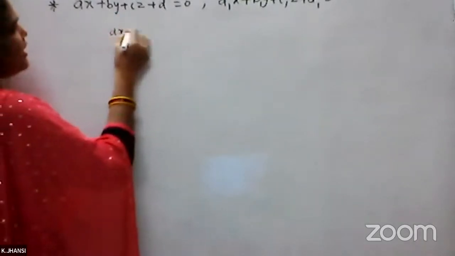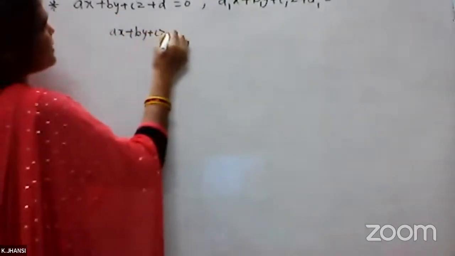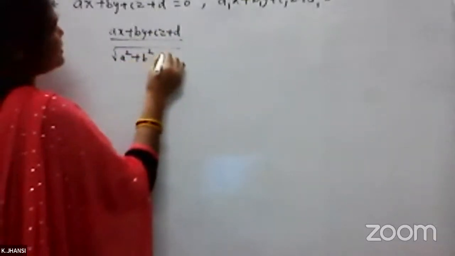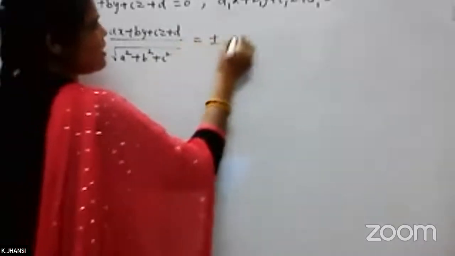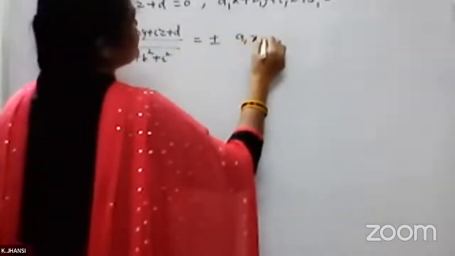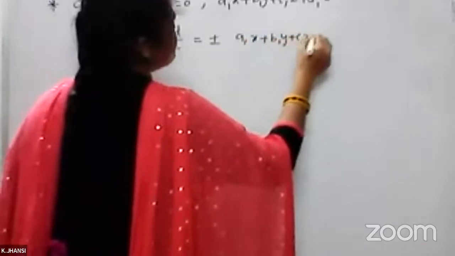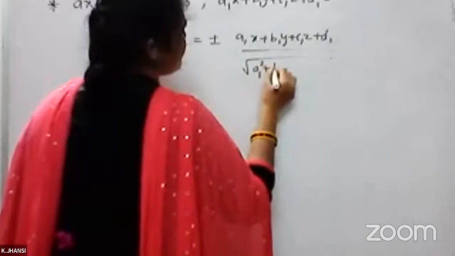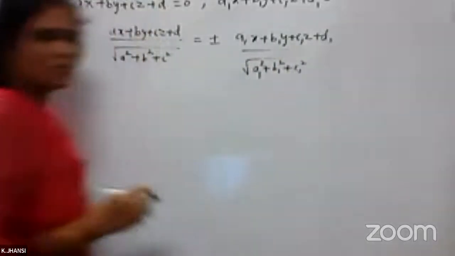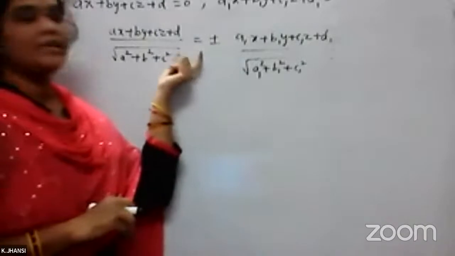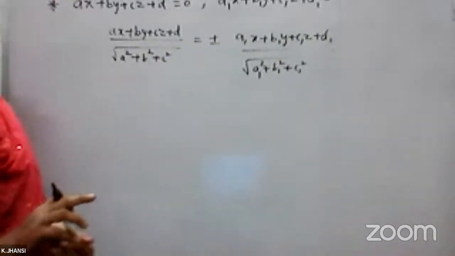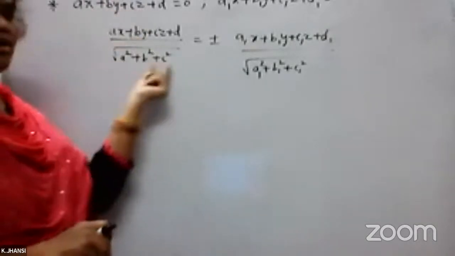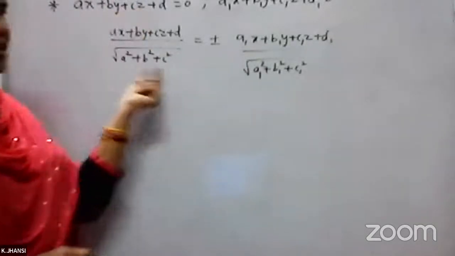So the formula is (ax plus by plus cz plus d) divided by under root of a square plus b square plus c square equals plus or minus (a1x plus b1y plus c1z plus d1) divided by under root of a1 square plus b1 square plus c1 square. Okay, so this is the formula to find the bisectors of the angle between the two planes. So whatever the numerator here, the plane equation is there, and under root of the sum of squares of the coefficients, here also the same.